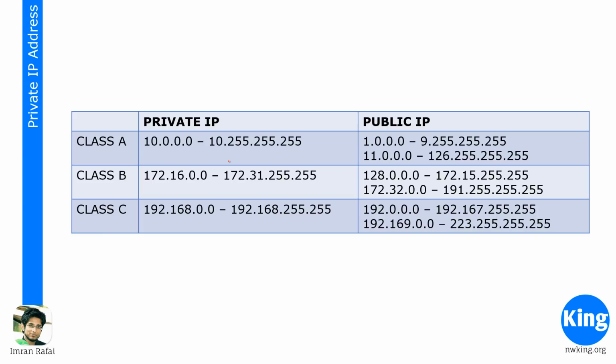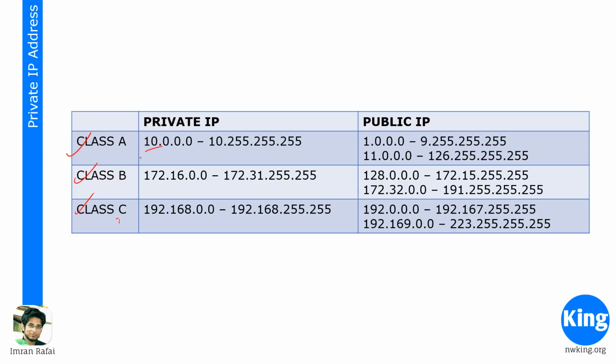Private IP. Right, so we know there are three classes of IP addresses: class A, class B, and class C. And private IP in class A has this range of 10.0.0.0 to 10.255.255.255, so this whole 10 range. Anything that starts with 10 is in the private range. And the public range for class A is 1.0.0.0 till 9, and then 11 to 126.